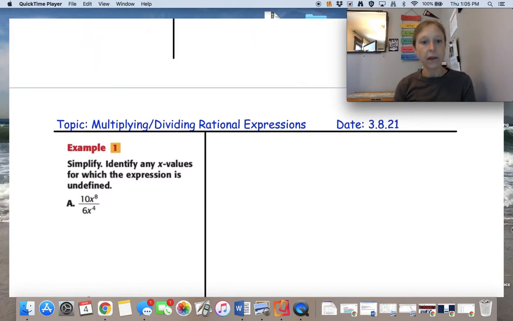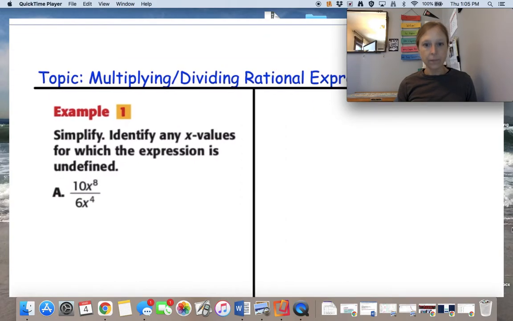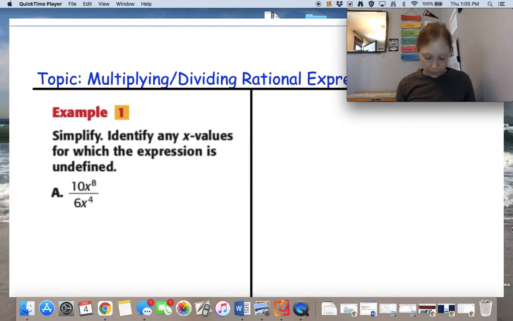It says simplify, then we'll identify any x values for which the expression is undefined. Okay, well right now I see a monomial in my numerator and one in my denominator. So first thing I'm going to do is just look at the numbers and reduce that fraction just like I've known how to do since elementary school. The common factor they have is 2, so that can reduce to 5 over 3.